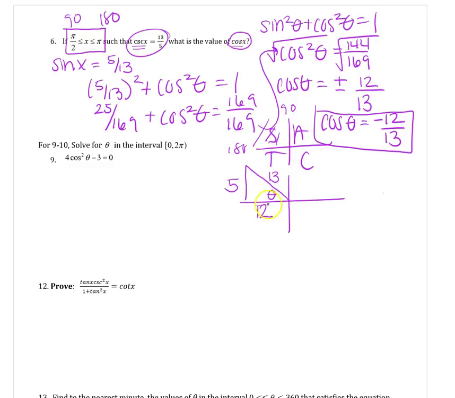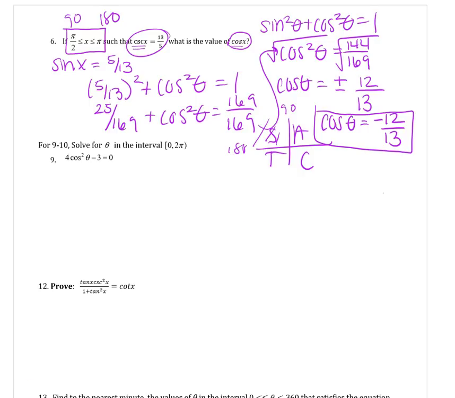So then if I want cosine, that's adjacent over hypotenuse, or 12 over 13. But since the angle's in the second quadrant, cosine's going to be negative. So I end up with the same exact result. Technically, that's a negative 12. You're going to the left 12.